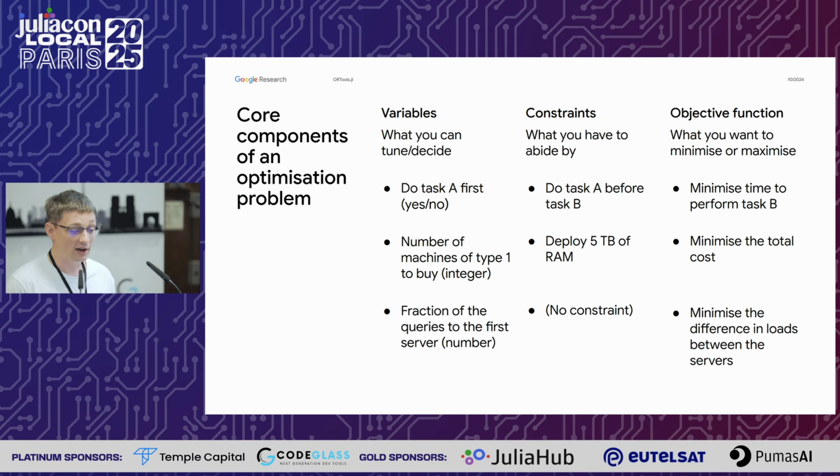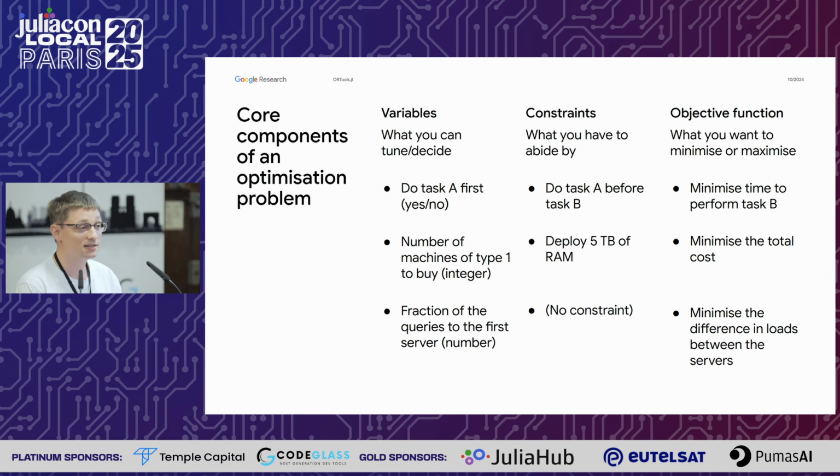So to be a bit more explicit about what these words are, here are a few examples of what you can have for variables, constraints, and objective for problems. So the first example is scheduling. So a variable could be, when do you perform the first task A? Is it the first one or the second one? A constraint could be, you have to perform task A before task B. So the time at which you perform the task A must be less than the time you perform the task B. And then you have the objective, which could be to minimize the time that you take to perform the last task.